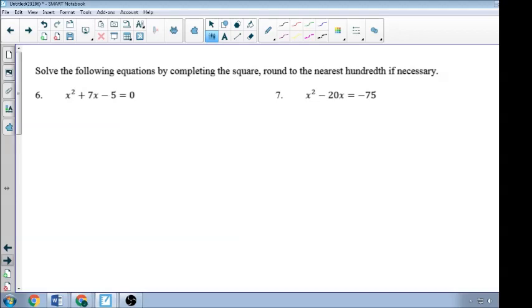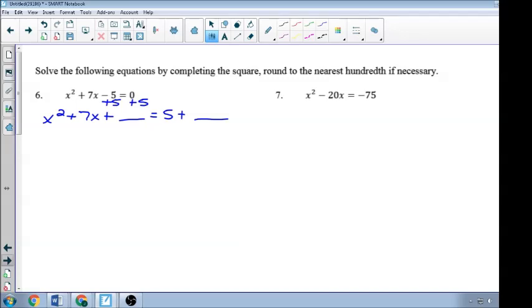So what we're going to do in problem 6, the very first step to completing the square is to create our blank that comes after this 7x. So in order to do that, what I have to do first is add this 5. So then I have x squared plus 7x plus blank equals 5 plus blank. Okay.